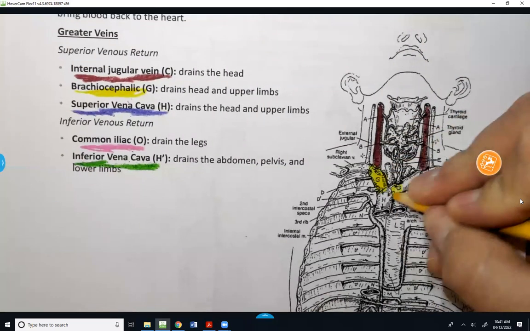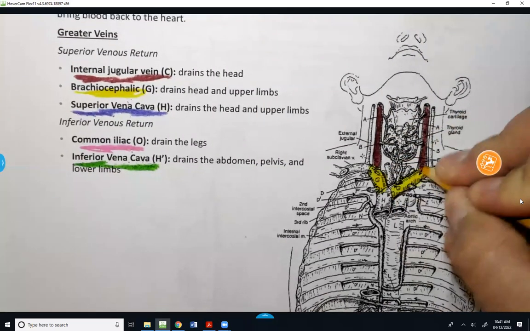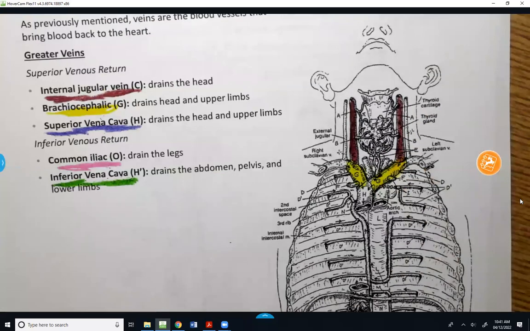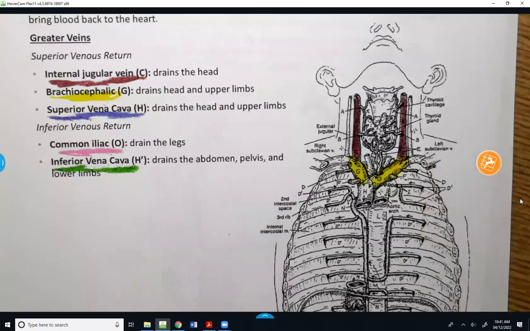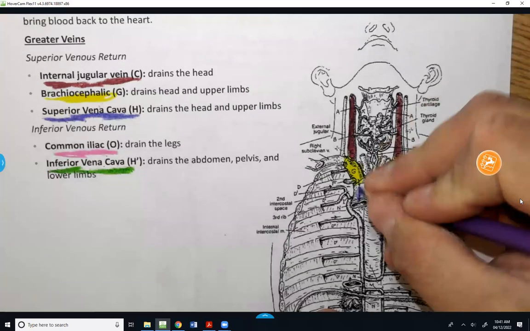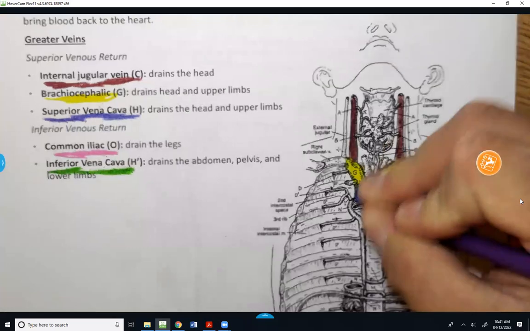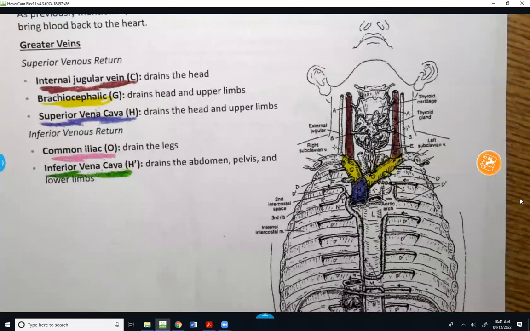which unlike the brachiocephalic artery, there's two brachiocephalic veins, although as you can see, they're not the same size. One's a little longer than the other. And those both lead to the superior vena cava.